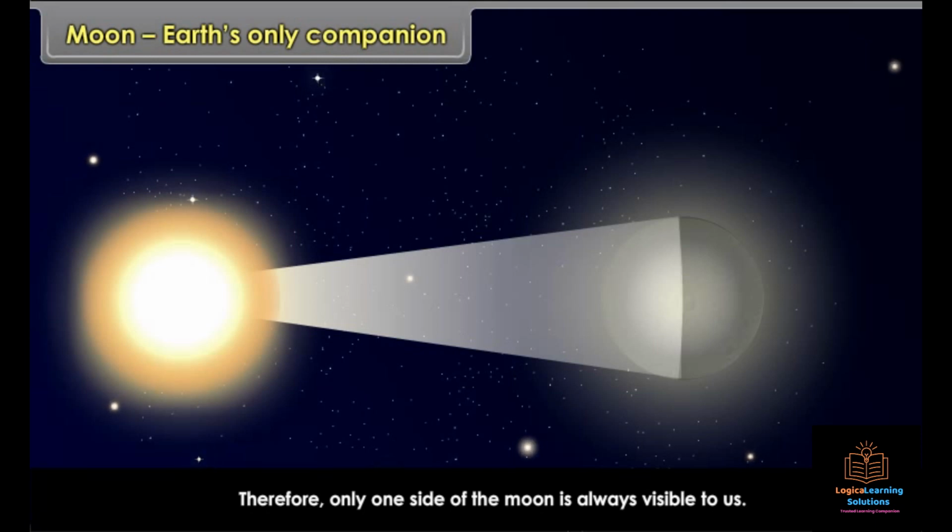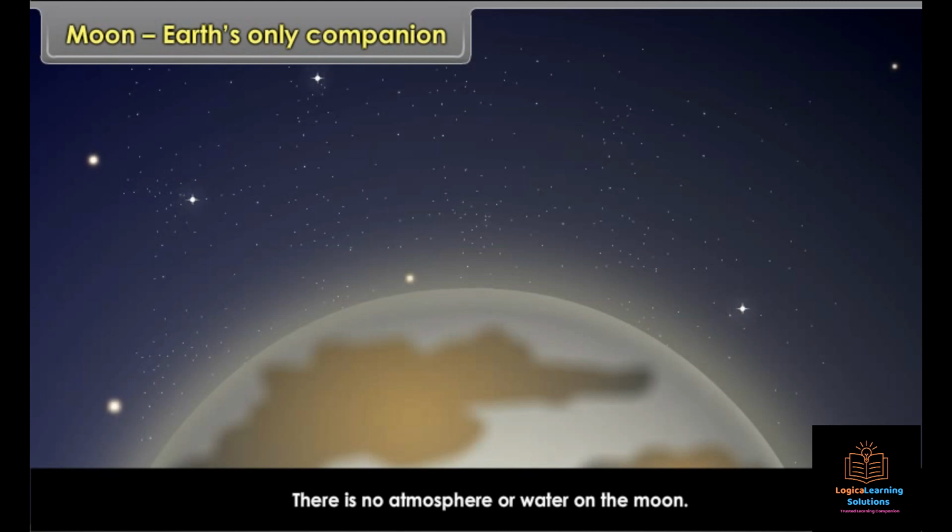There is no atmosphere or water on the Moon. The Moon's surface consists of irregular hills and basins. There is no soil either. Satellites.